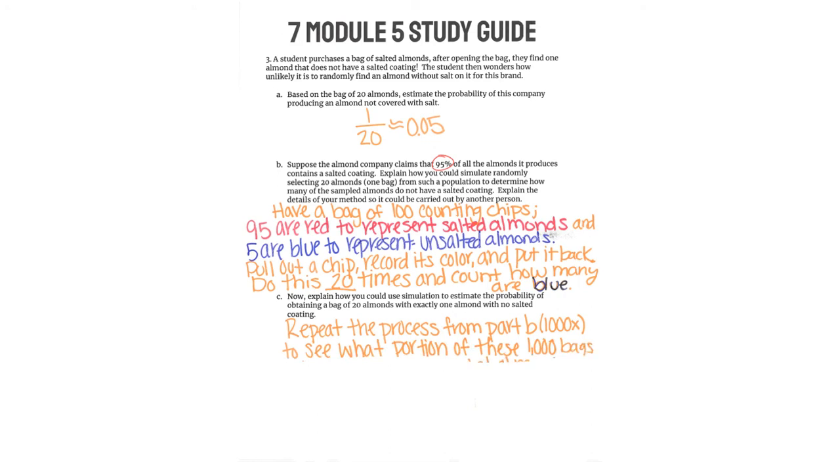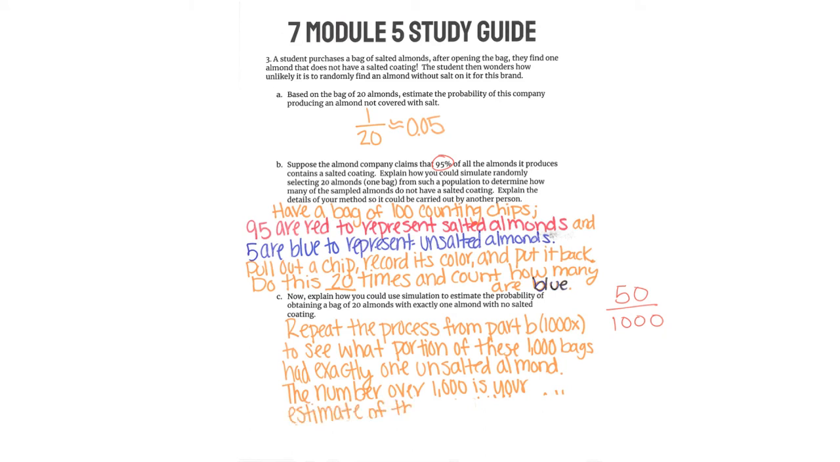And again, we want to see that portion of the 1,000 bags had exactly one unsalted almond. Now we would put that number, for instance, let's say out of the 1,000, we had 50 bags that had one unsalted almond out of 1,000. That is how we would write our fraction. Now, again, we put that number over 1,000, and this is your estimate of probability of the bag of 20 almonds with one unsalted almond.